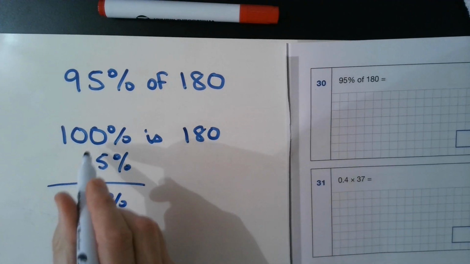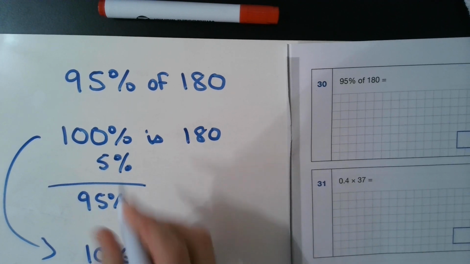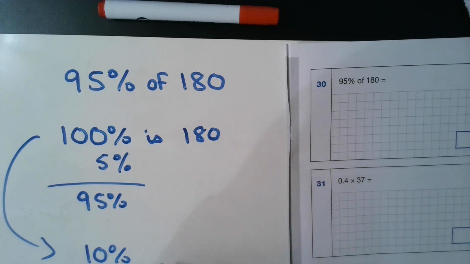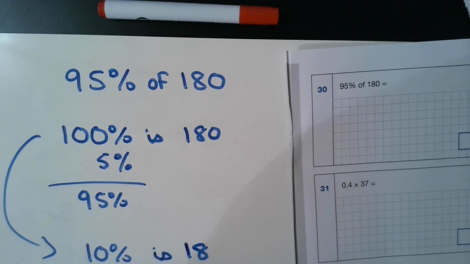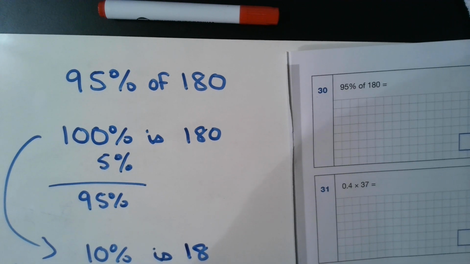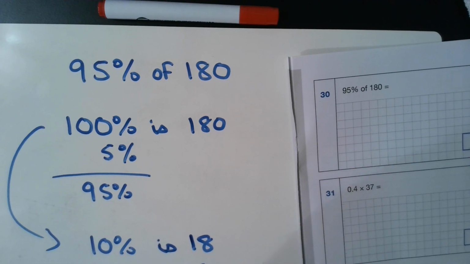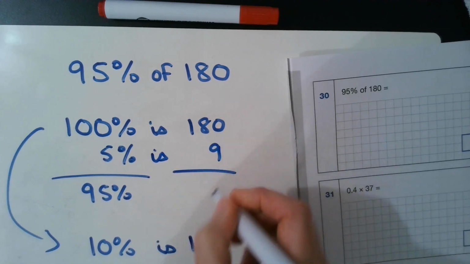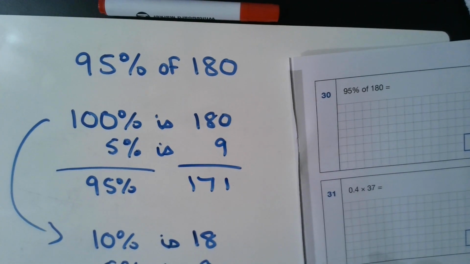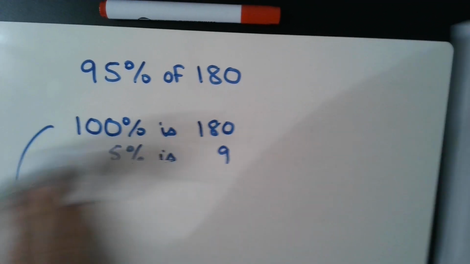So let's work out what 5% is. If 100% is 180, we know that 10% is going to be 10 times smaller, so we're dividing by 10. When you're finding 10% of a number, you divide by 10, so that's 18. And if 10% is 18, 5% is, you guessed it, half of 18, which is 9. So we know that 5% is 9, so then we're doing 180 take away 9, and that will give us the answer of 171. Okay, next question.